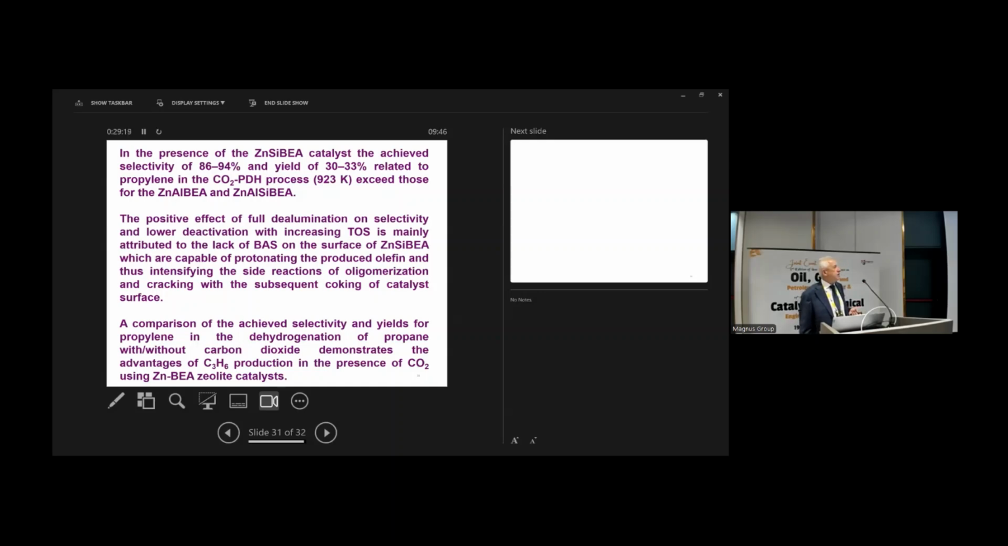So the positive effect of full dealumination on selectivity and lower deactivation is mainly attributed to the lack of the Brønsted acid sites. So the first process, meaning dealumination, is very important for preparation of Zn SC beta zeolite without Brønsted acidity, but with specific basic acidity.